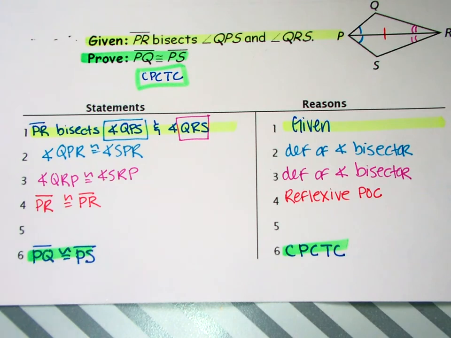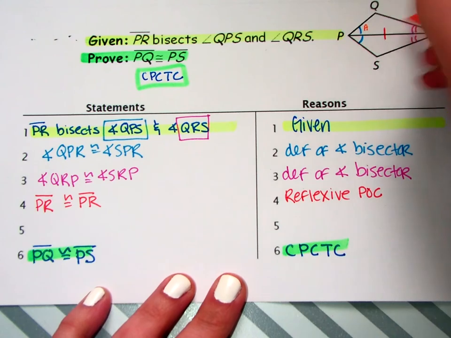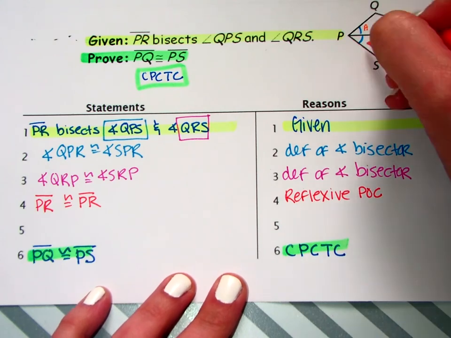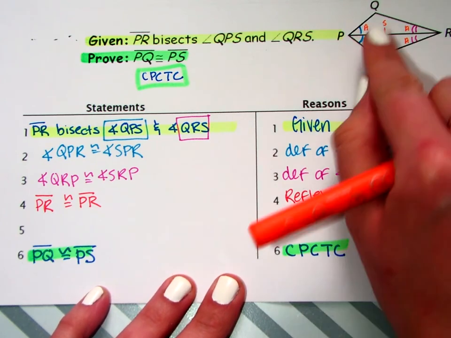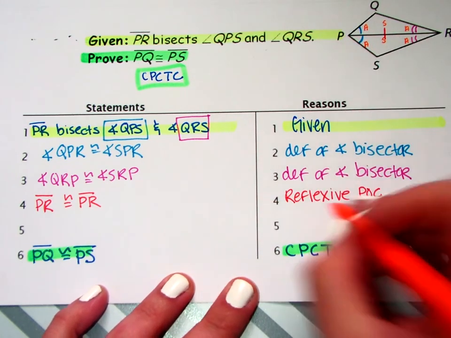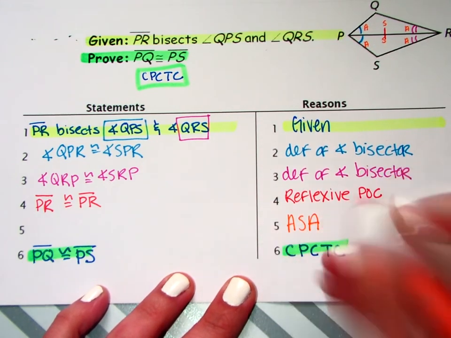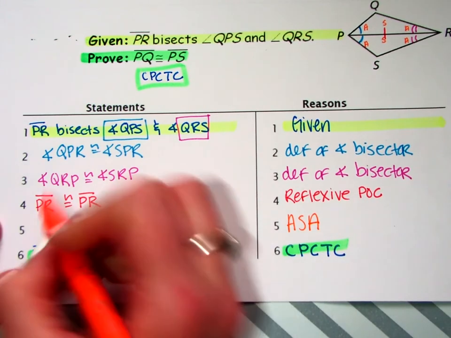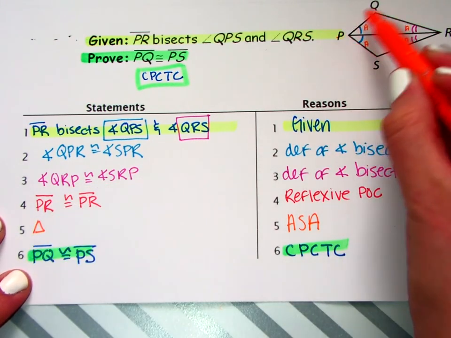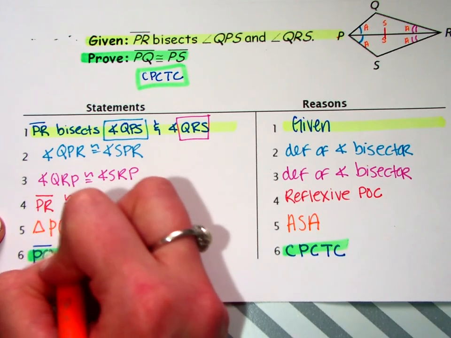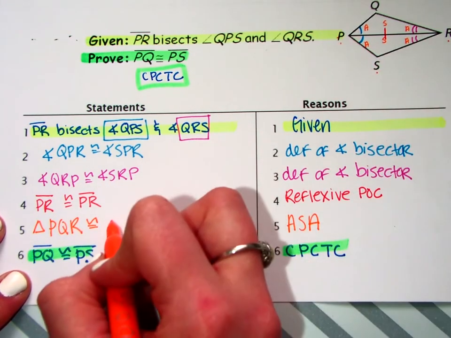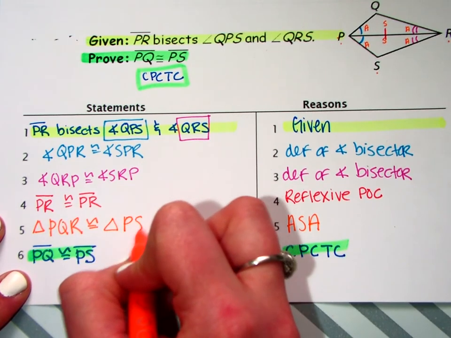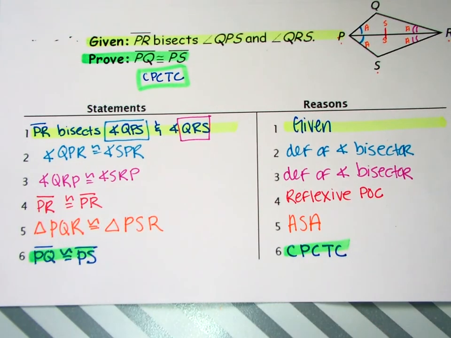So looking here, I'm going to make sure that I'm labeling: curves get A's, bars get S's. So regardless of which triangle I'm looking at, I should be able to see that this is an angle side angle. Okay. And then I'm just going to name it. Triangle PQR is congruent to PSR. Remember, you have to follow the pattern once you create it.